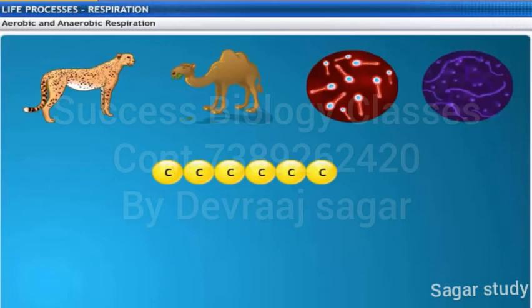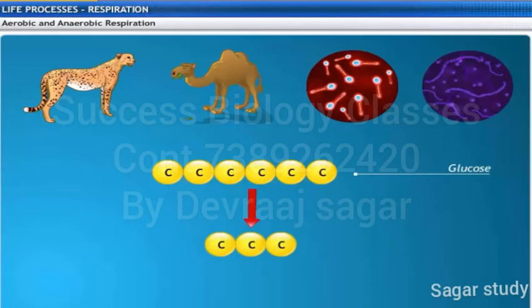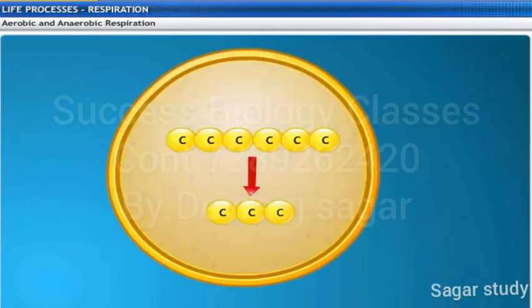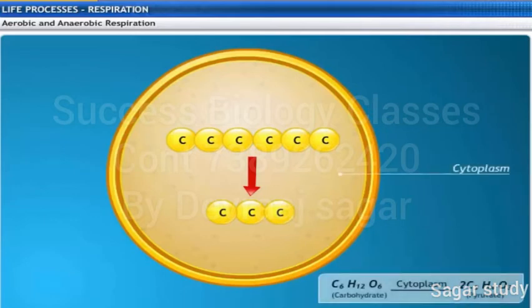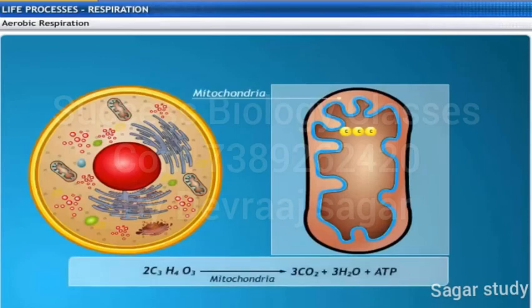In both aerobic and anaerobic organisms, when respiration takes place, a glucose molecule that contains 6 carbon atoms is broken down into a molecule that contains 3 carbon atoms. This new molecule is called a pyruvate. This entire process takes place in the cytoplasm of the organism. In aerobic organisms, the pyruvate molecule is further broken down in the mitochondria of a cell. In this process, the pyruvate molecule that contains 3 carbon atoms is broken down into 3 molecules of carbon dioxide and 3 molecules of water.